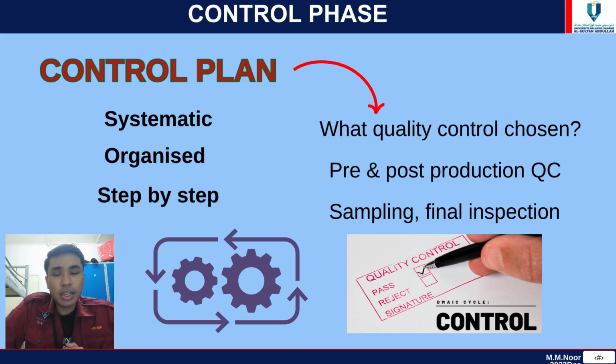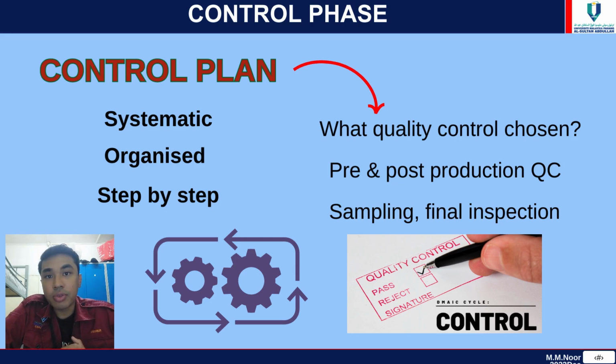So the control plan is to determine what quality control is chosen. Certain models will have different standards and different quality control, and of course we need to have pre and post production quality control.